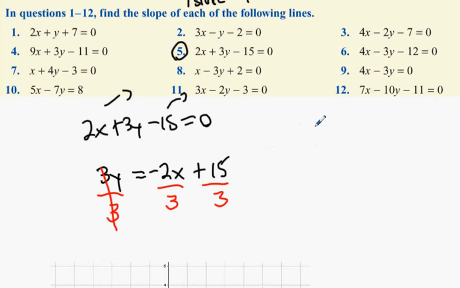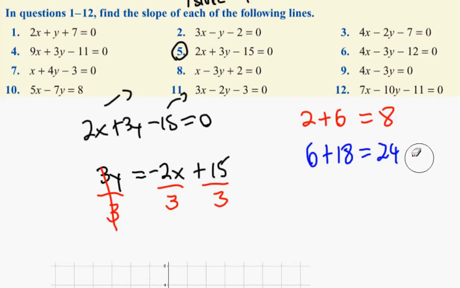An example would be if I had 2 plus 6 equals 8. I can multiply by any number I want, and I can divide by any number I want, provided I do it equally to both sides. So as an example, if I was to multiply by 3, I'd have 6 plus 18 equals 24. It maintains its balance. If I was to divide by 2, it would be 1 plus 3 equals 4.